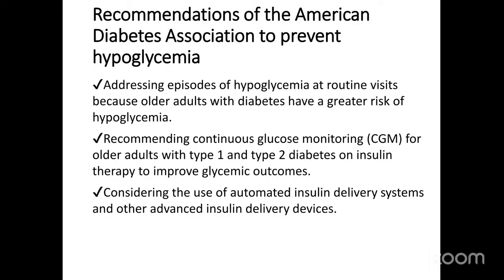So these are the recommendations of the American Diabetes Association to prevent hypoglycemia. First, addressing episodes of hypoglycemia at routine visits, because older adults with diabetes have a greater risk of hypoglycemia, and also recommending continuous glucose monitoring for older adults with type 1 and type 2 diabetes on insulin therapy to improve glycemic outcomes. Finally, considering the use of automated insulin delivery systems and other advanced insulin delivery devices.